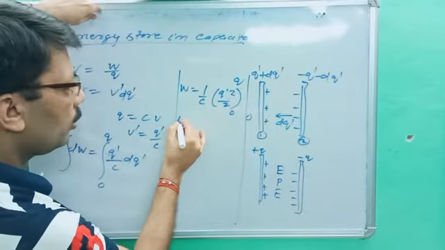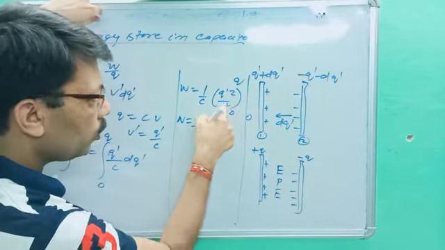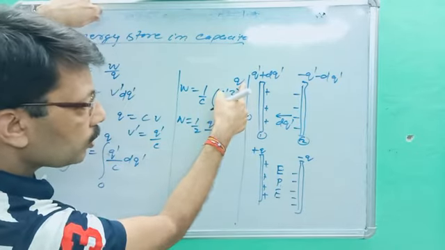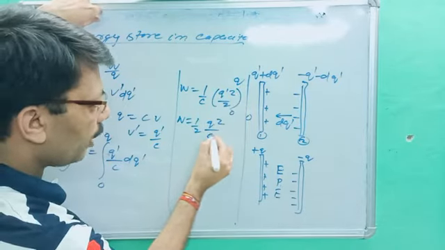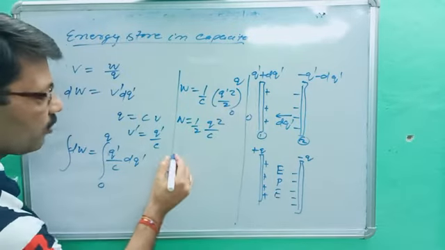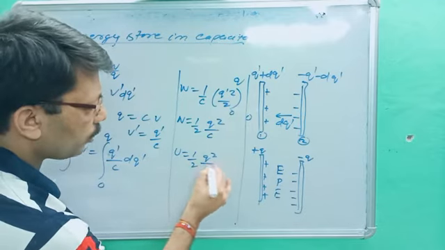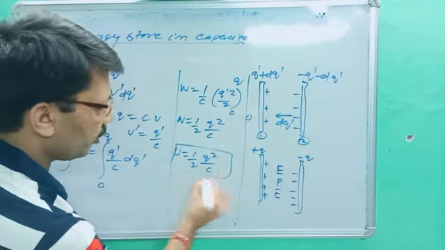So you will get W equal to 1 upon 2, q square upon C. In the place of q dash you put q. So it becomes q square upon C, and you better know this is the electrical potential energy. So our first formula is U is equal to 1 upon 2 q square upon C. This is the first answer for you. Very important formula.